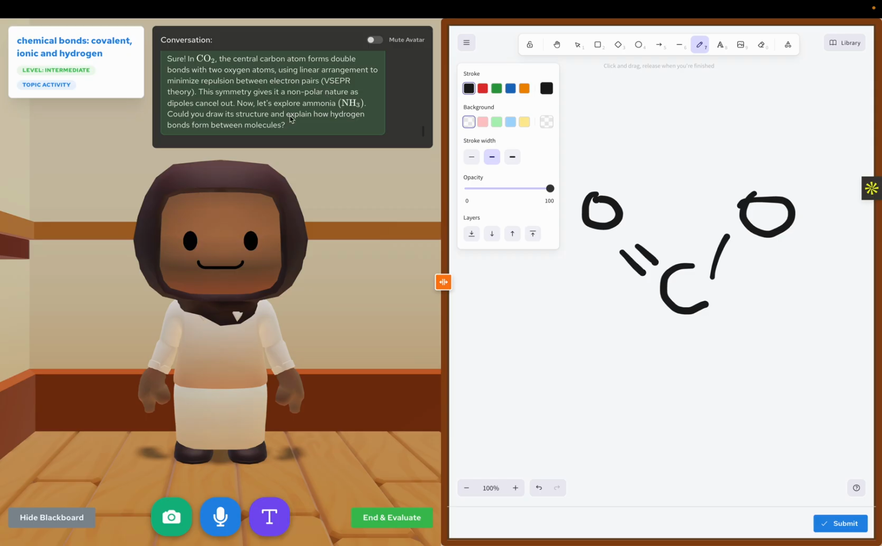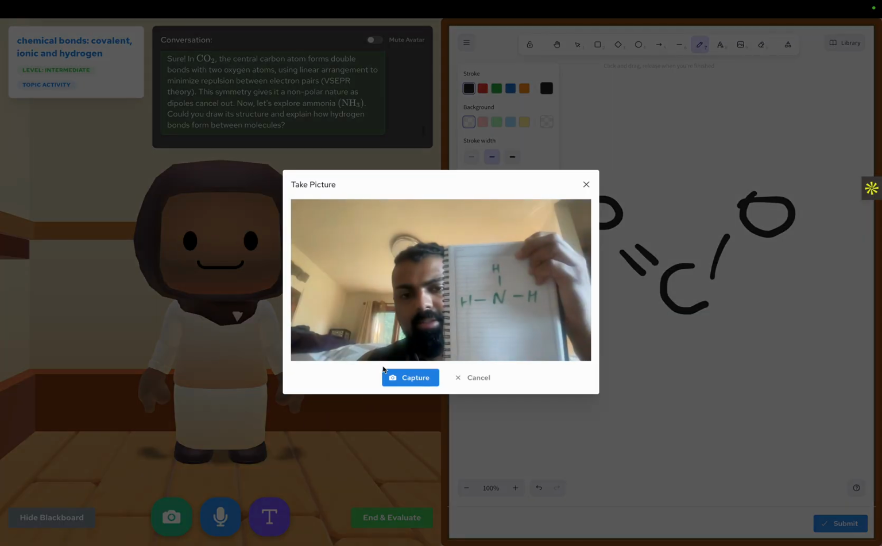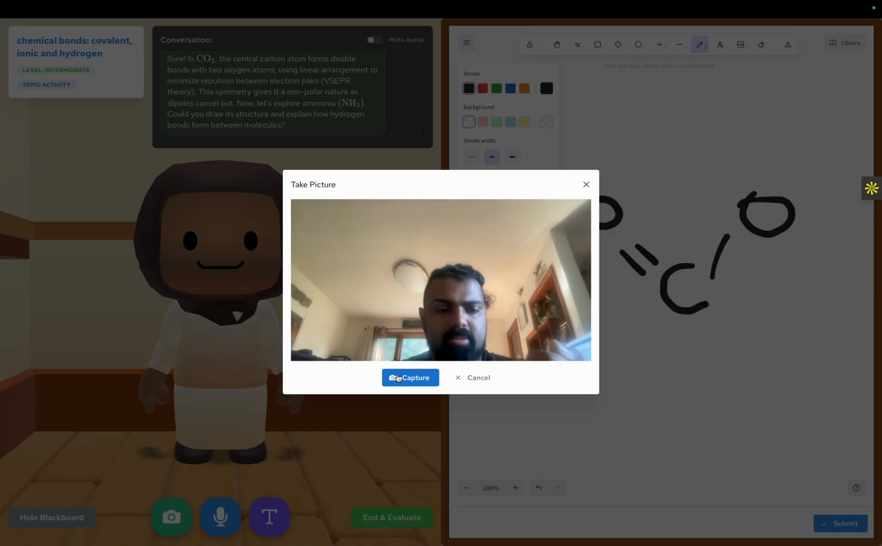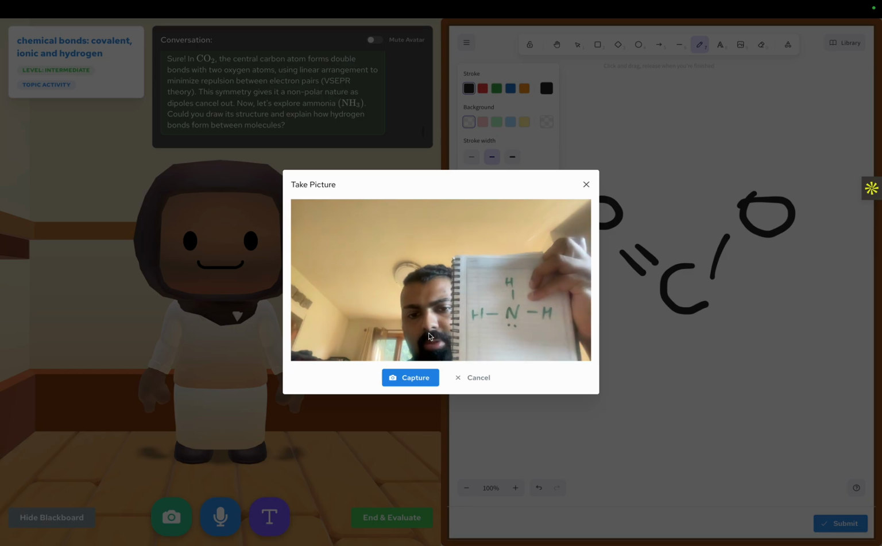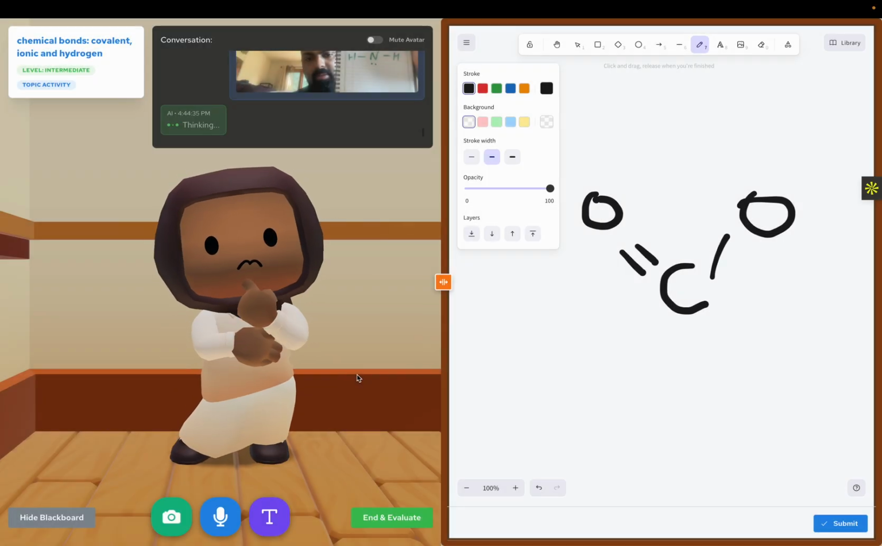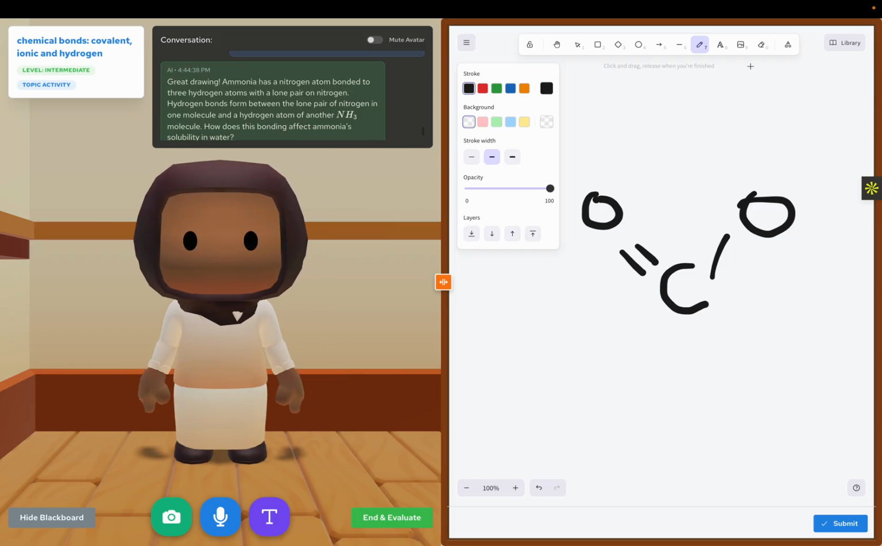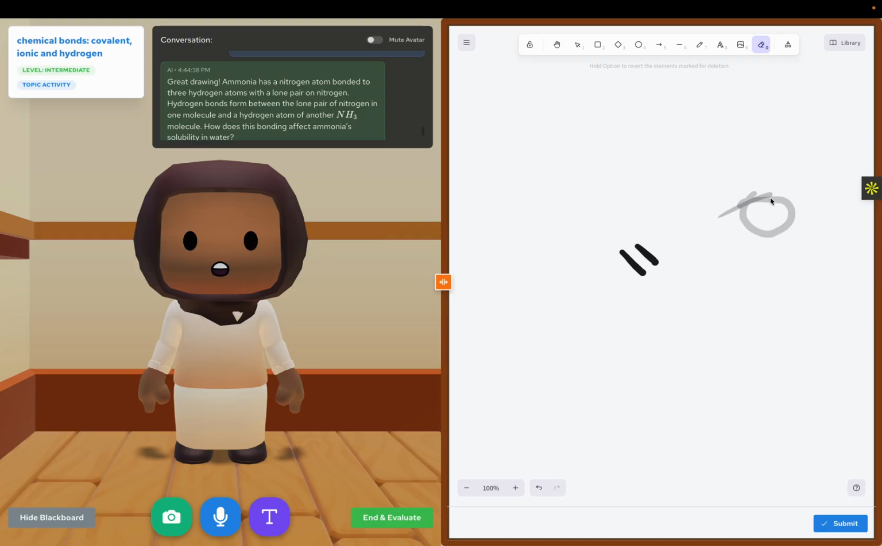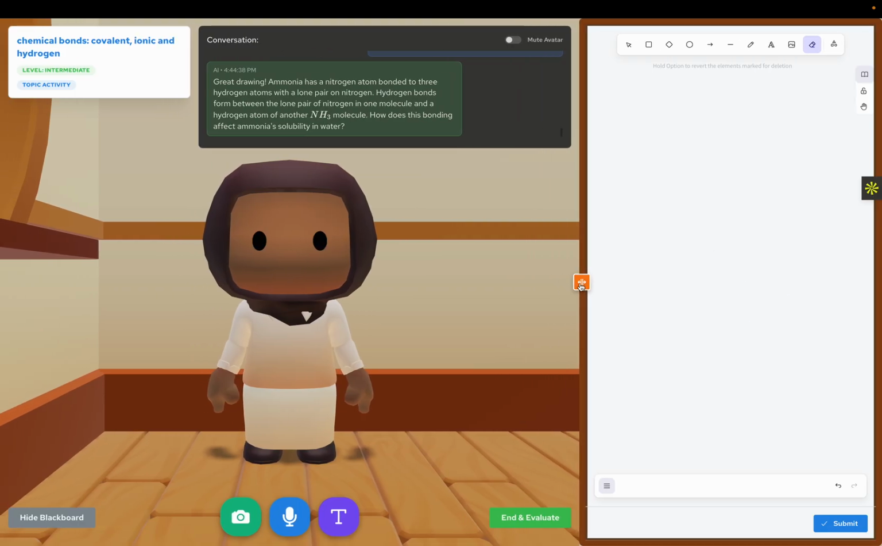Okay, so now I'm going to use this camera feature here, and I have it drawn here, and I want to put a lone pair there. Great drawing. Ammonia has a nitrogen atom bonded to three hydrogen atoms with a lone pair on nitrogen. Hydrogen bonds form between the lone pair of nitrogen in one molecule and a hydrogen atom of another ammonia molecule. How does this bonding affect ammonia's solubility in water?